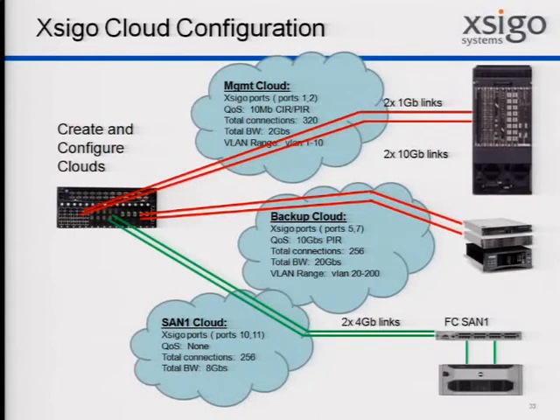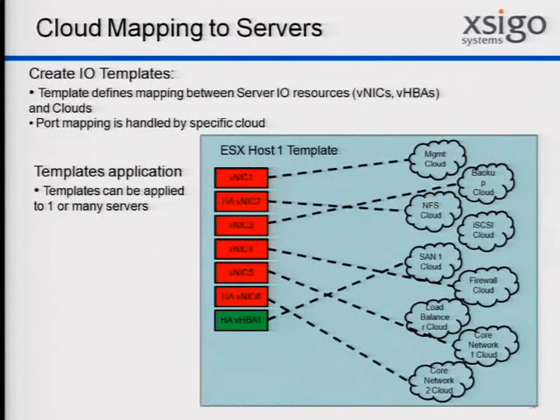Once I've configured my clouds, now my server guys can come in and map resources into those clouds. So what I do is I create a template. And a template basically takes a connection, a virtual NIC or a virtual HBA, and it maps it over to a cloud. So a cloud is a resource that somebody needs to use. The server guys don't care what ports. They don't care whether it's 1 gig or 10 gig. They don't care whether it's SAN A, SAN B, or SAN C as long as they get their LUNs, right?